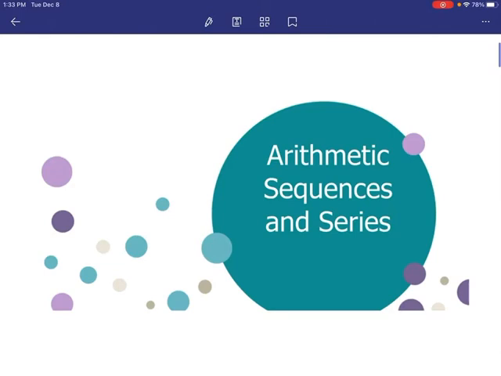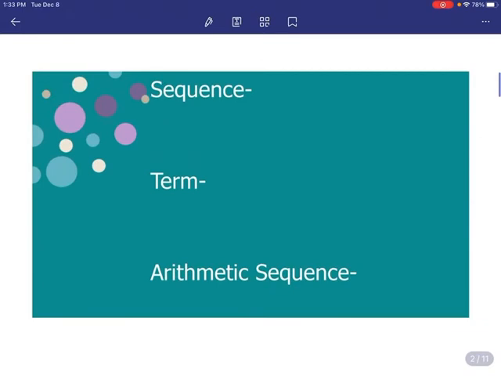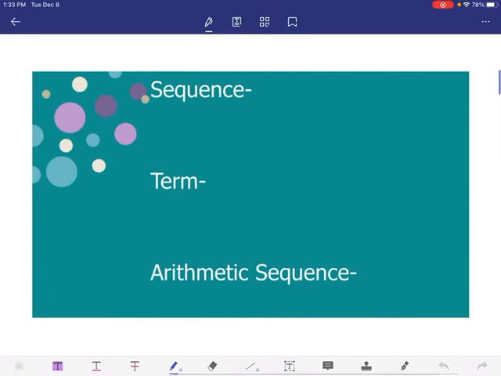Now, there are some different types of sequences and series. There are two main types. They are the arithmetic, which we're going to be going over today, and then the geometric, which we're going to be going over tomorrow. So first, let's define what a sequence is and look specifically at what it means to have an arithmetic sequence.